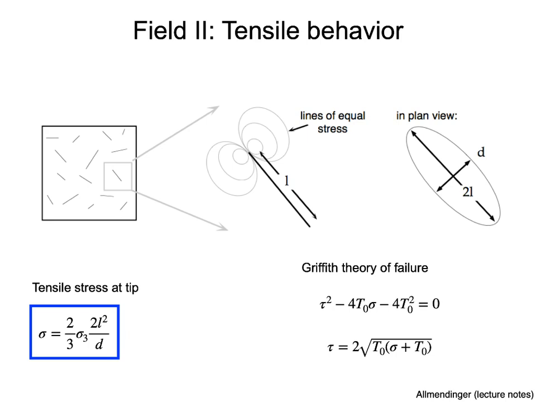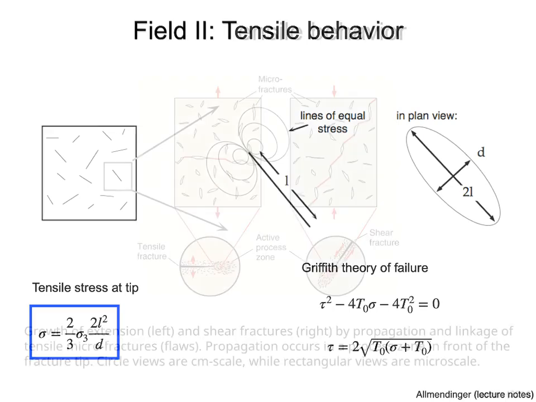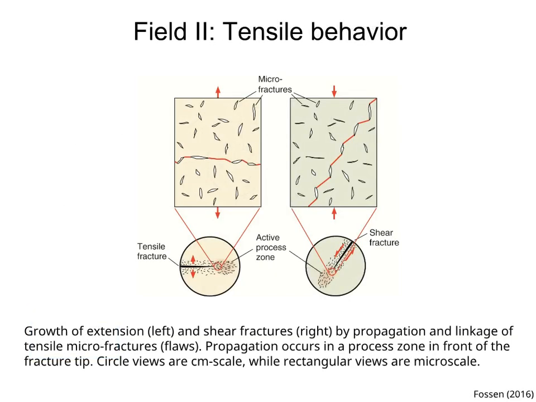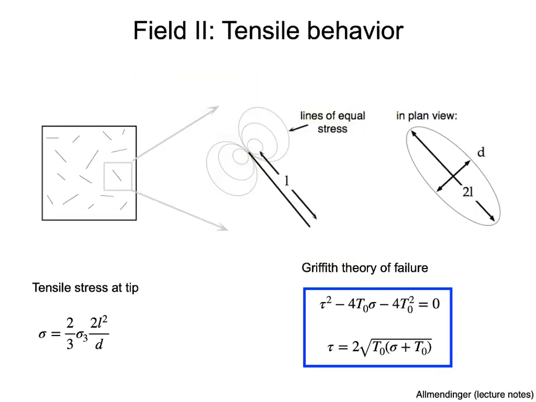In rocks, the sizes of the cracks are proportional to the grain size. Thus, fine-grained rocks will have shorter cracks and be stronger under tension than coarse-grained rocks. In field 2, tensile and shear fractures grow by linkage of micro-cracks. Fracture propagation occurs in a zone in front of the fracture tip. The failure envelope in field 2 is defined by this equation, which is known as the Griffith failure envelope, from the scientist who proposed this equation.